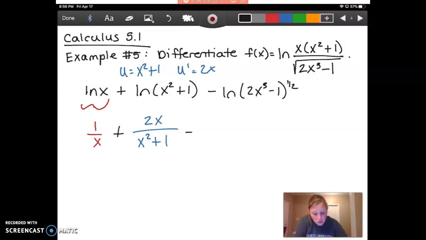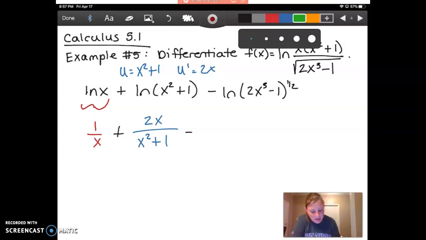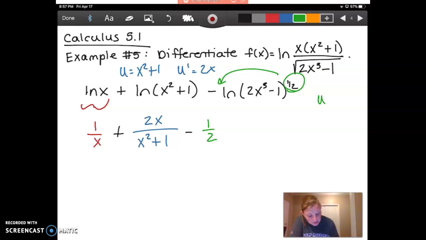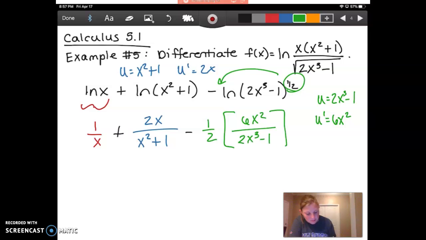And then the other thing that I want you to look at here is this very last term. This feeds exactly into example number 4, where we can actually rewrite this fractional exponent as a coefficient. And that's exactly what we want to do. We want to take this 1/2, move it out front, and then we're going to allow u to equal 2x cubed minus 1 and u prime to equal 6x squared. So whenever we take the derivative of that, it would be 1/2 times 6x squared over 2x cubed minus 1.